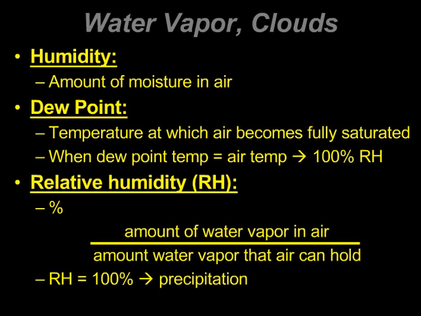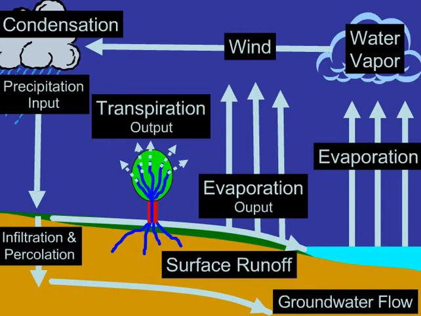Relative humidity, what is it? It's a percentage. So when we describe relative humidity, we describe it as a percentage. 80%, 70%, 90%. Essentially it's the amount of water vapor in the air divided by the amount of water vapor that air can hold. It can only hold so much. If not, then we're going to get condensation, precipitation, and it's going to eventually fall back down. So relative humidity, when it's 100%, we have precipitation.